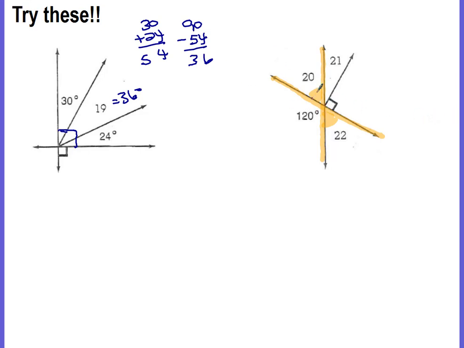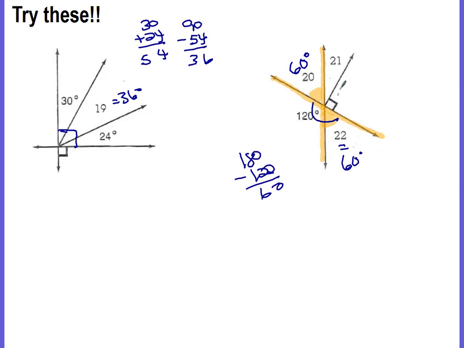Okay, well, I don't know either one of those yet. So let me come over here. I know this is 120. What happens when I put the 120 degree angle together with angle 22? What does it make? It makes a straight line, right? And a straight line's measure 180. So 180 minus 120. It's going to tell me that angle 22 equals 60 degrees. If angle 22 equals 60 degrees, that means that angle 20 is also 60 degrees.